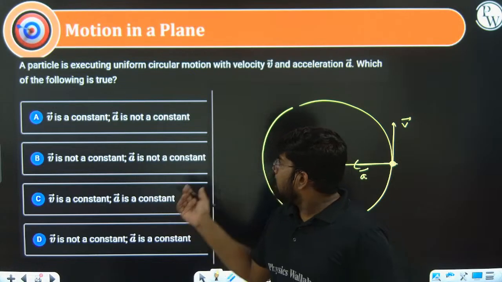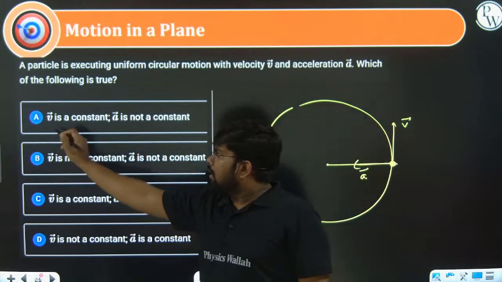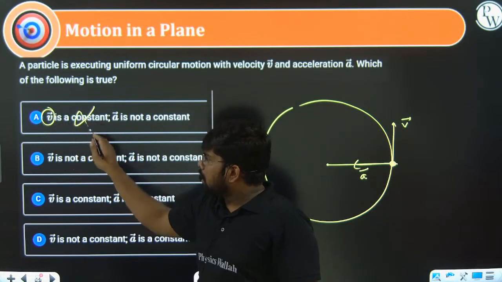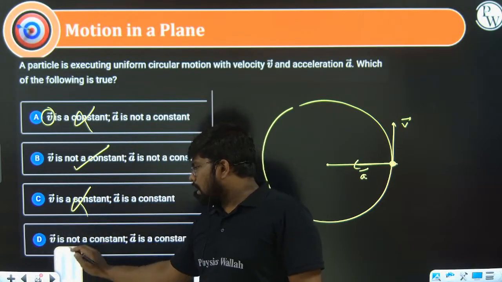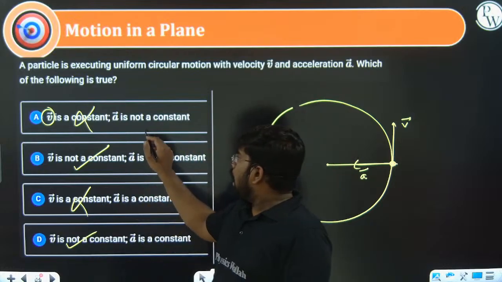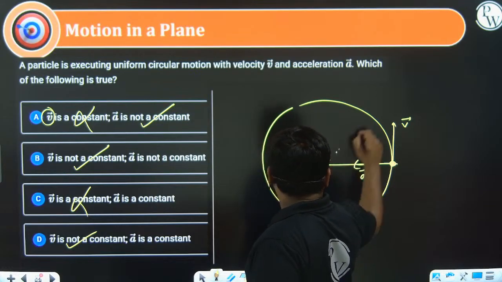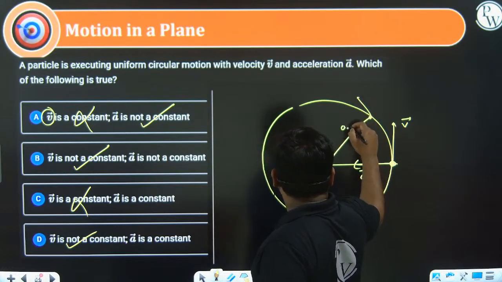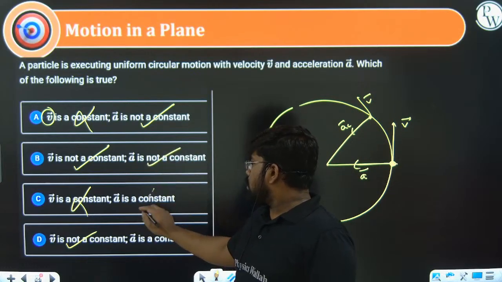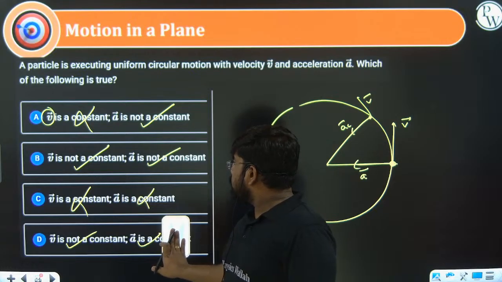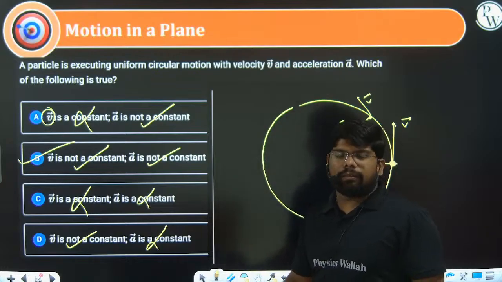Okay, so here they are asking about uniform circular motion. V as a vector, velocity, direction is changing. V is not constant, yes. V is constant, wrong. Next, let us talk about acceleration. Acceleration is not constant, yes, it is correct, because if the particle is here, this is the acceleration direction; if it is here, this is the direction. So direction is changing, so a is not constant. A is constant, wrong.